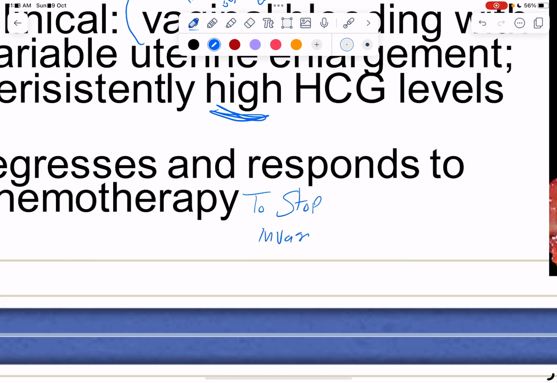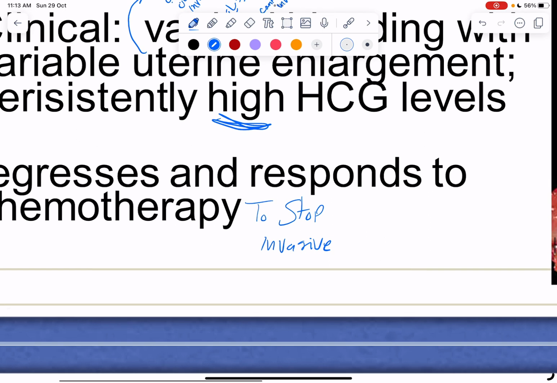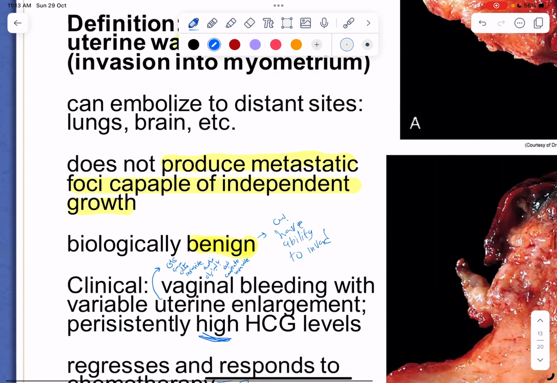It will be given also in patients who have autoimmune diseases. Okay? And this condition is biologically benign, but it has the ability to invade, so I will give them chemotherapy, methotrexate by name, and it responds very well. And we also need follow-up to avoid formation of choriocarcinoma.